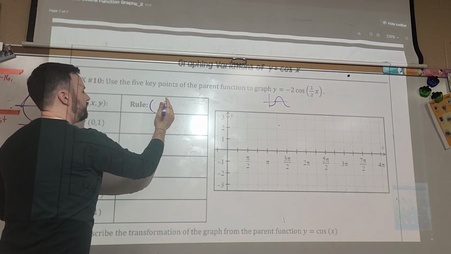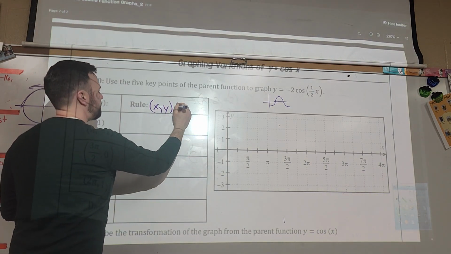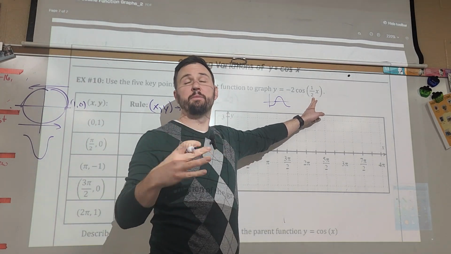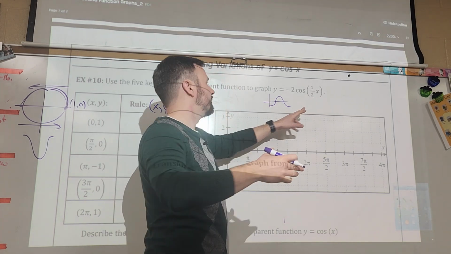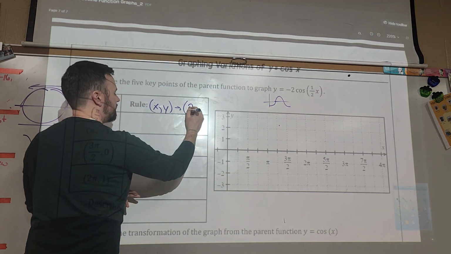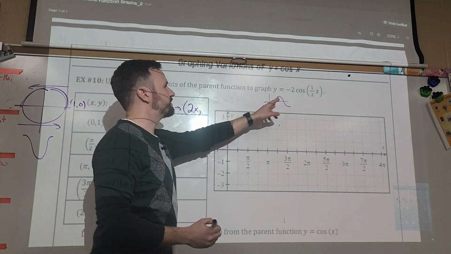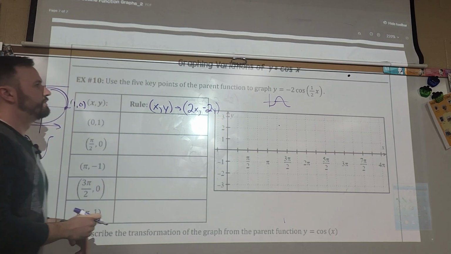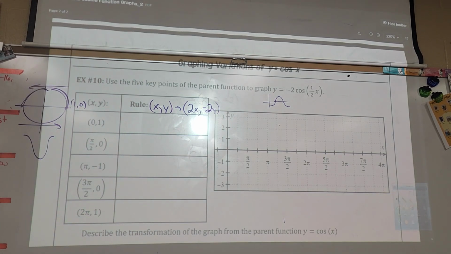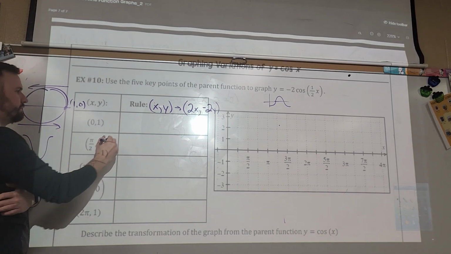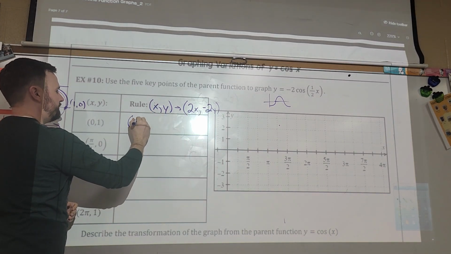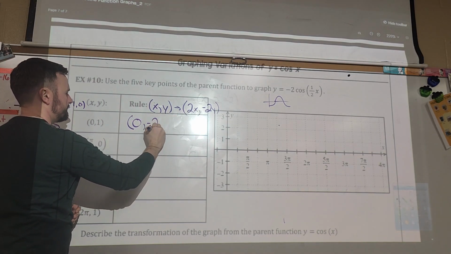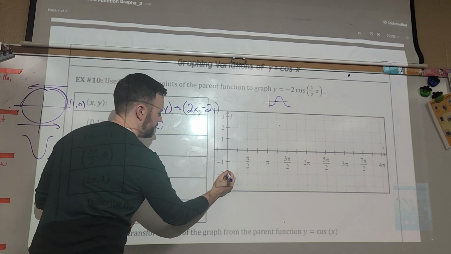For this one, what's going to happen to my x? So we have a half in there, but remember, anything that happens to x is flipped. So instead of a half, it's going to be 2x. And what's going to happen to my y? It's going to be negative 2. So see, if I just do it this way, it's going to work no matter what. What's 0 times 2? 0. What's 1 times negative 2? Negative 2.